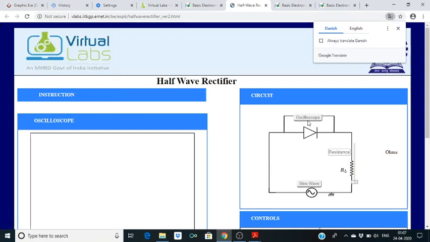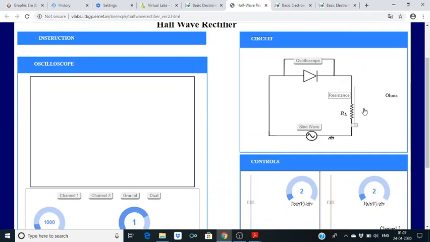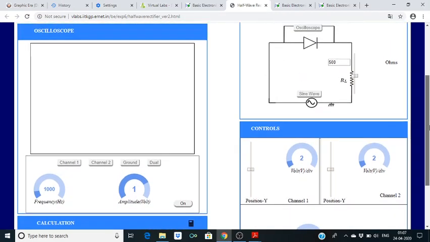Here we can see this is the oscilloscope, this is the input sine wave, this is the load resistance. So what we will do, we will assign a specific RL value. Suppose we are assigning 500 ohms. Now here there will be a panel for the oscilloscope. We will switch it on. Now we can see the input waveform by clicking on the sine wave.